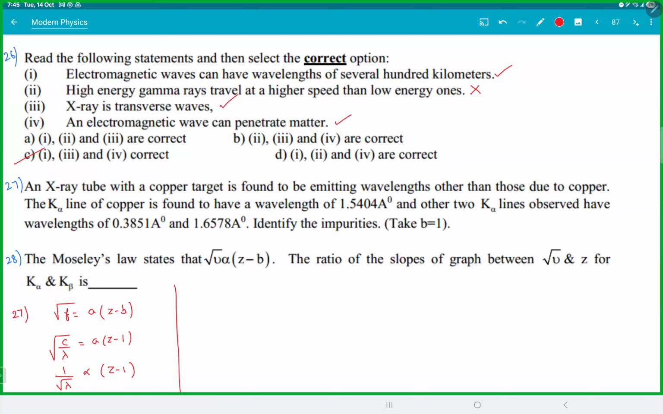So I know copper and I need to find the other two guys. So I just need to apply the formula. Let's call this lambda 1. Root of lambda 1 by lambda copper will be Z copper minus 1 by Z1 minus 1. Lambda 1 is 0.3851 by 1.5404. Z copper is 29, that will be 28 by Z1 minus 1. This thing actually is 1 by 2, so 28 by Z1 minus 1. Then Z1 will be 56, 57. Then you just have to put the formula and keep solving.